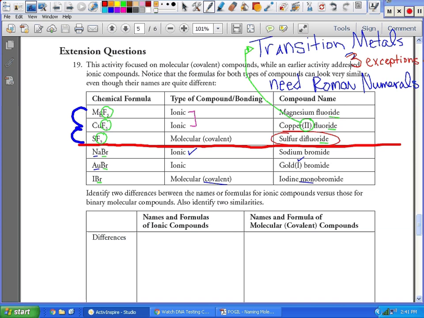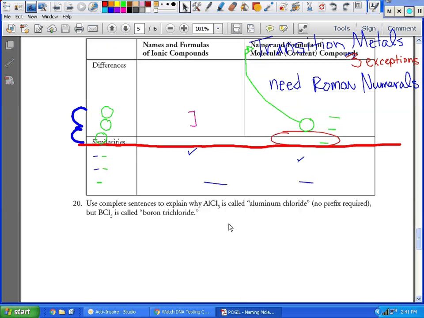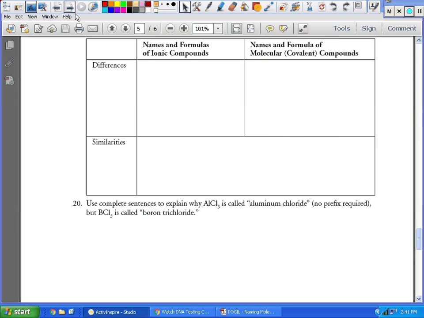Okay? All right, so let's do this so whenever we get to the covalent part, we'll be able to do it. So, names and formulas of ionic compounds, differences. What are some differences in ionic compounds? Very good. No prefixes.